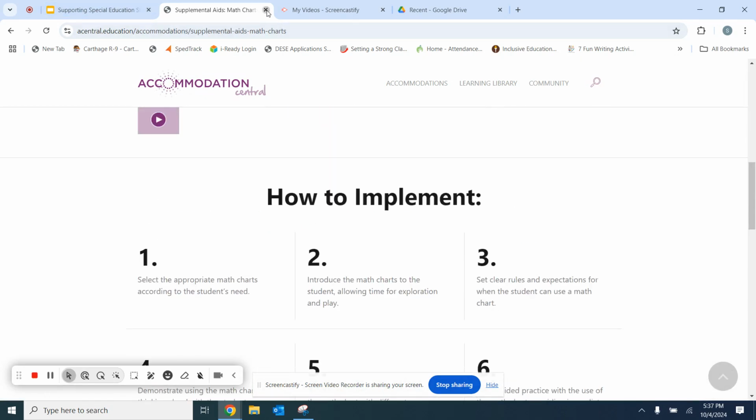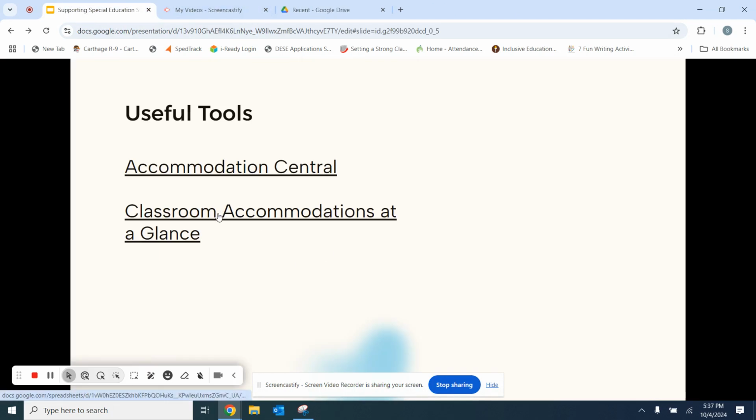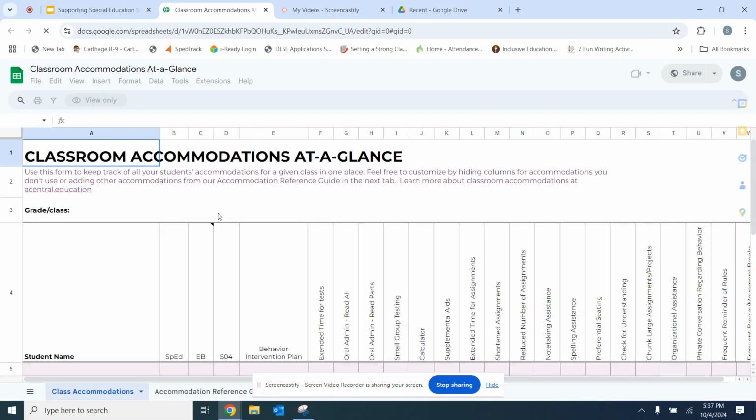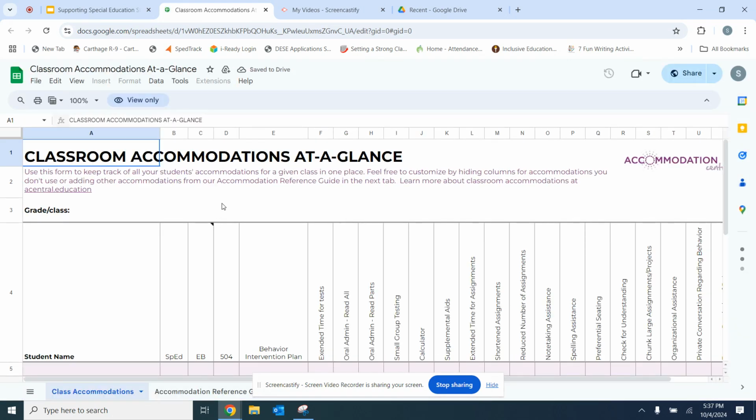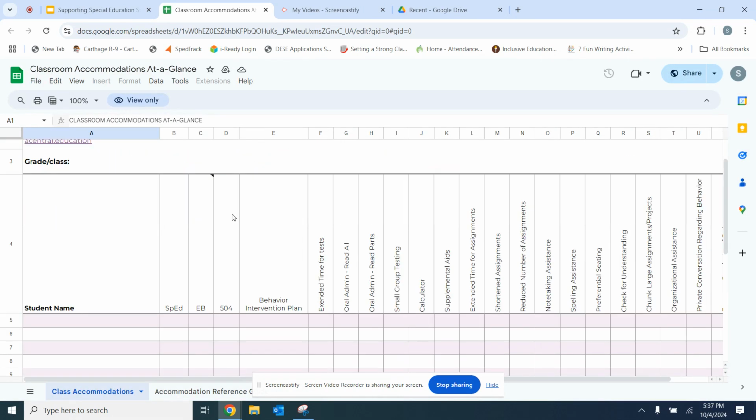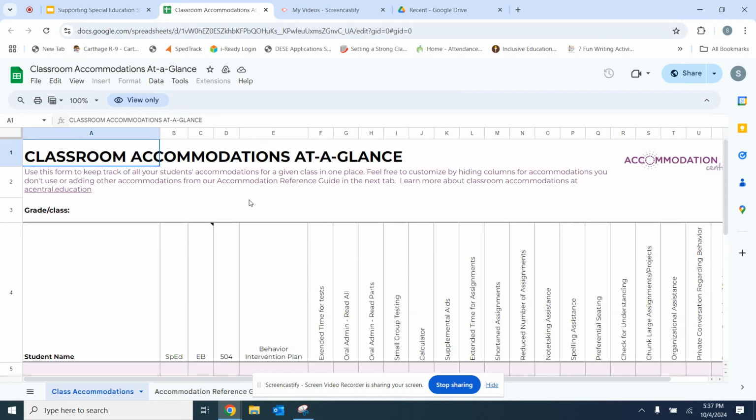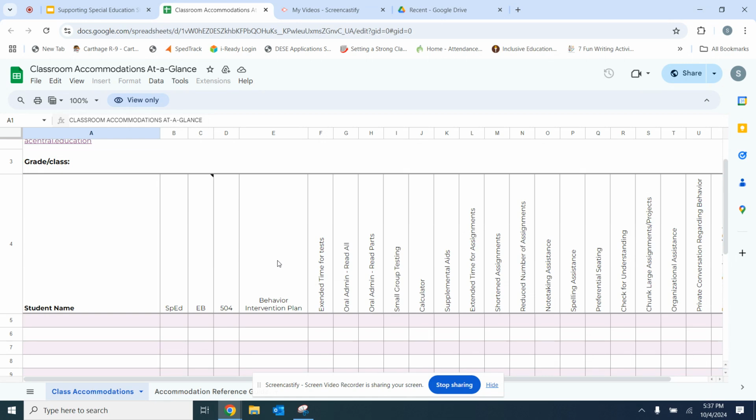Okay, so that was one. And then the other one, classroom accommodations at a glance. So obviously, if you have students with IEPs in your class, they're going to come with some set accommodations, and that can be quite difficult for teachers to process through on the daily.